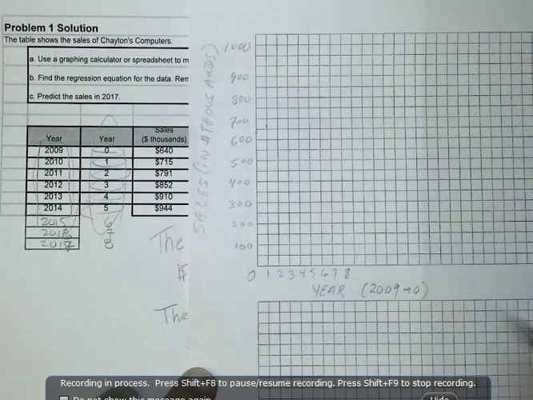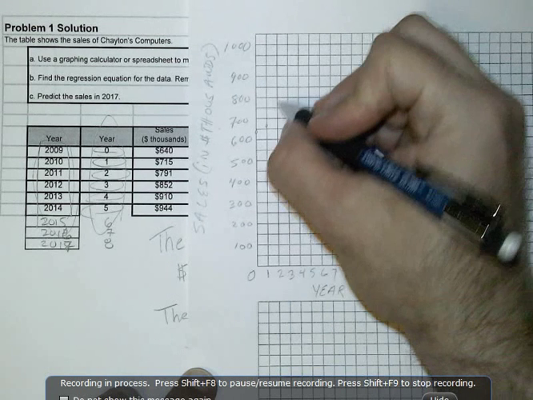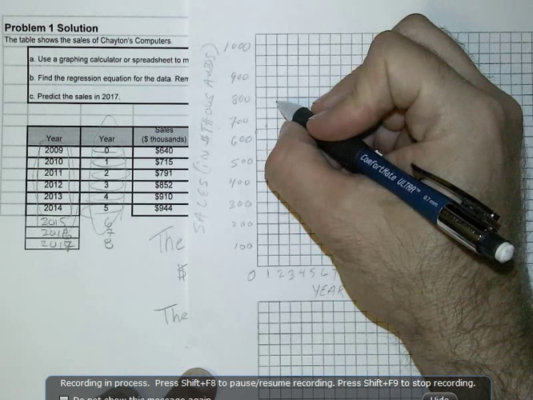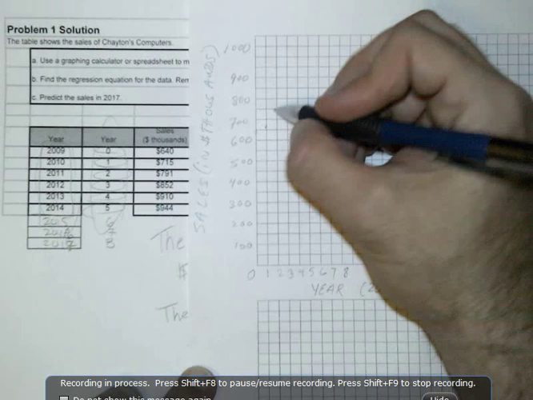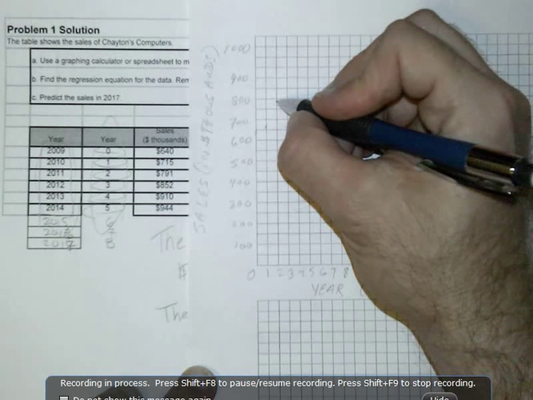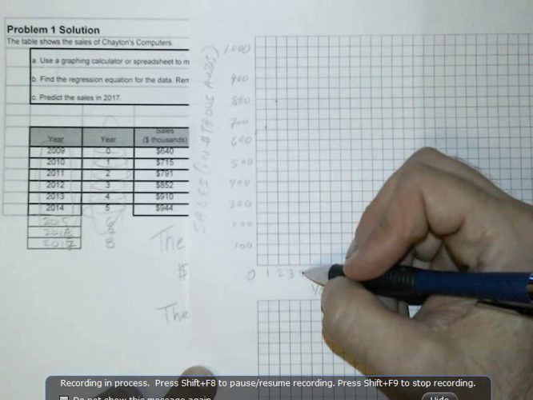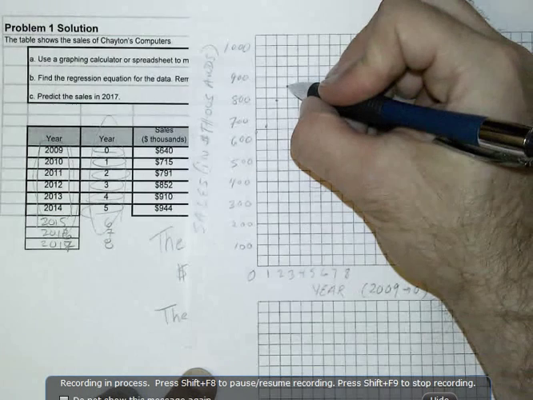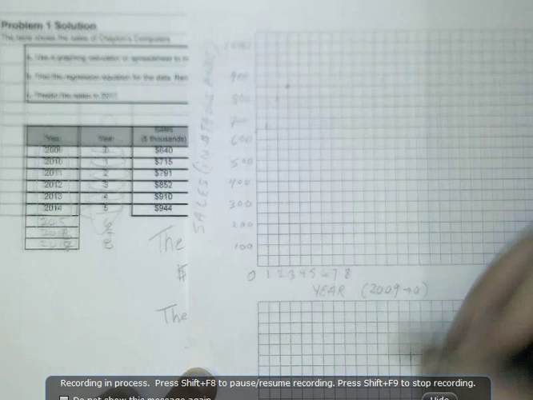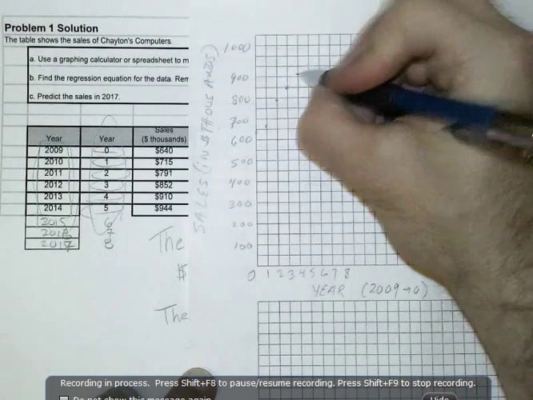The years, you can make every other one, might be a better choice. Year 3 is 791. Jumps up a bit. I'm sorry, year 2, 791. Right toward the top. Year 3 is 852. Pretty much right on there. 910. 944.